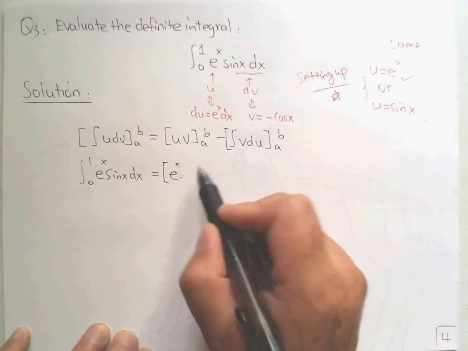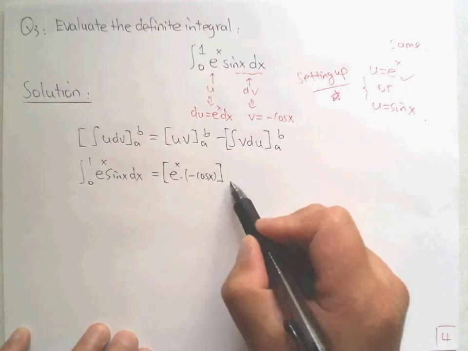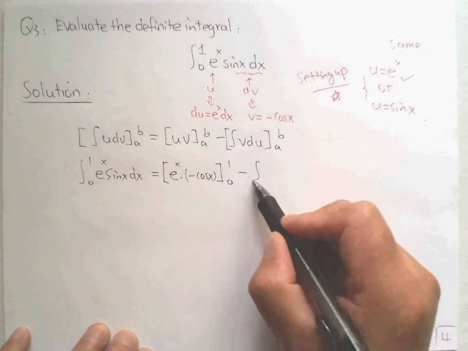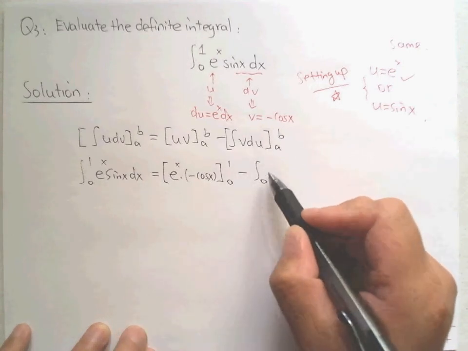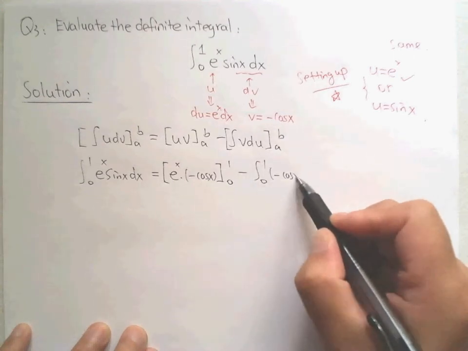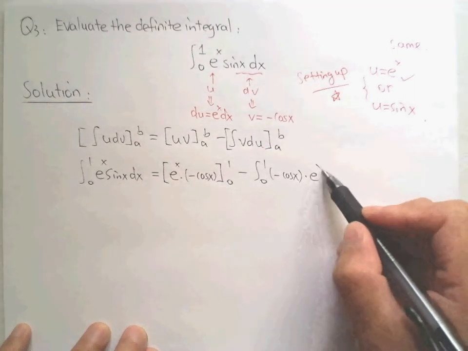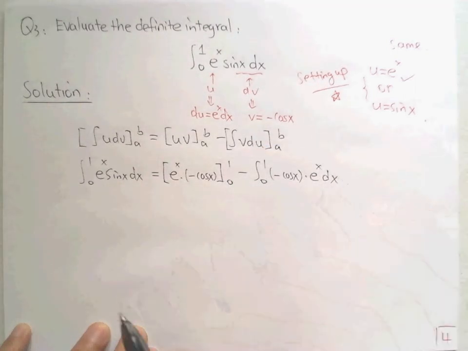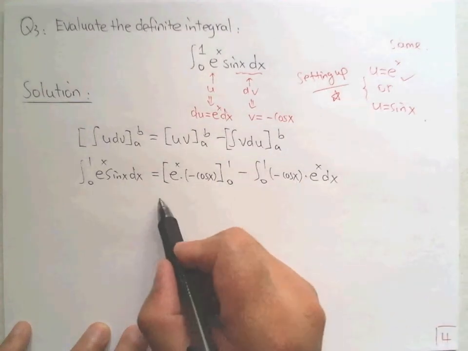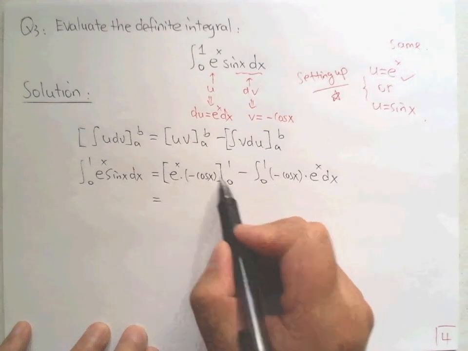U is e raised to the x power. V is negative cosine x. So a is 0, b is 1, and then minus the definite integral from 0 to 1 of V, which is negative cosine x, times du, which is e raised to the x power dx. No matter, let me simplify first and see if we can get a solution.